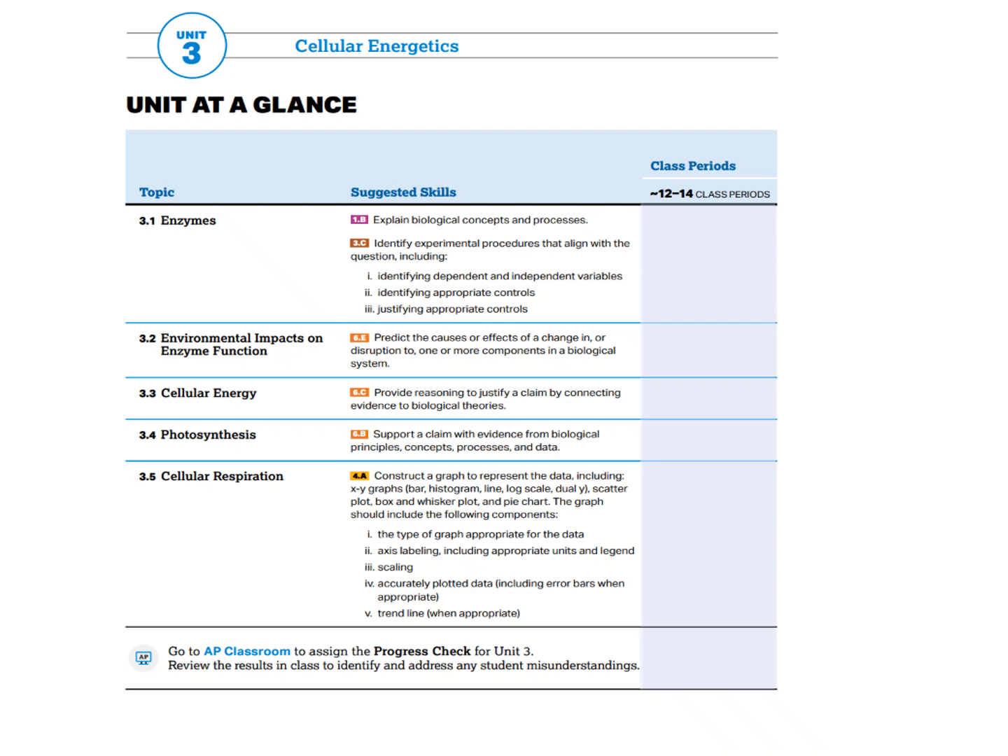All right, hey guys, welcome to our Unit 3. Unit 3 is called Cellular Energetics, and we're going to be learning about enzymes, environmental impacts on enzymes, cellular energetics, photosynthesis, and cellular respiration. So there are 5 topics in this unit, and we're going to kickstart with enzymes.